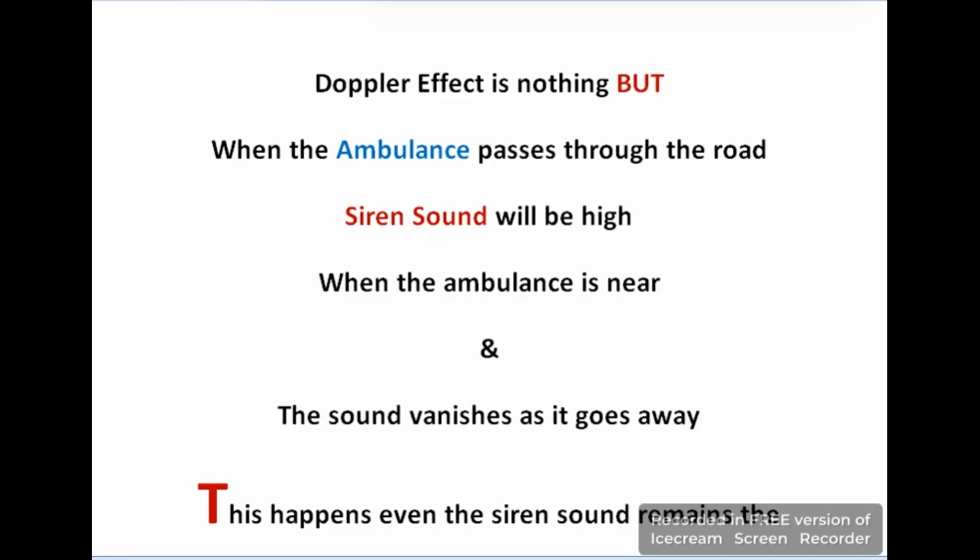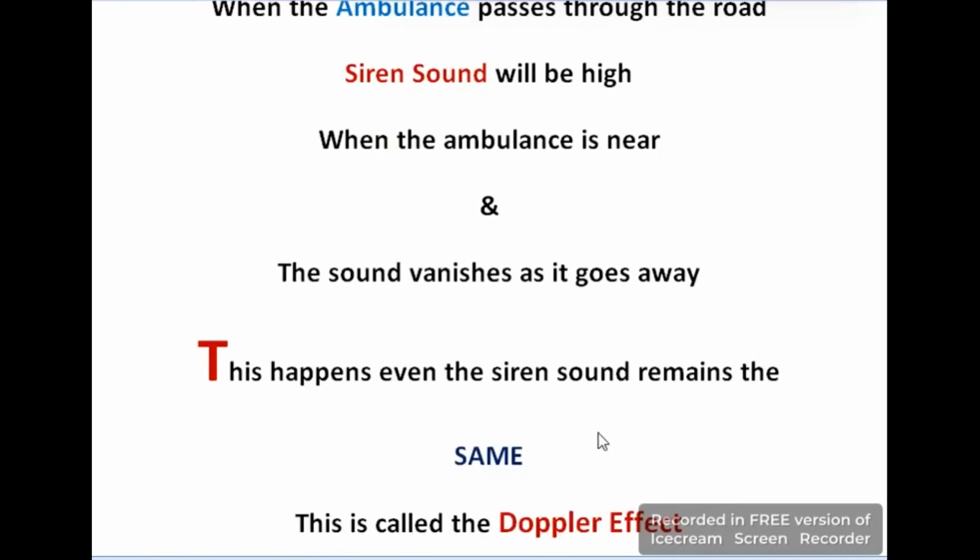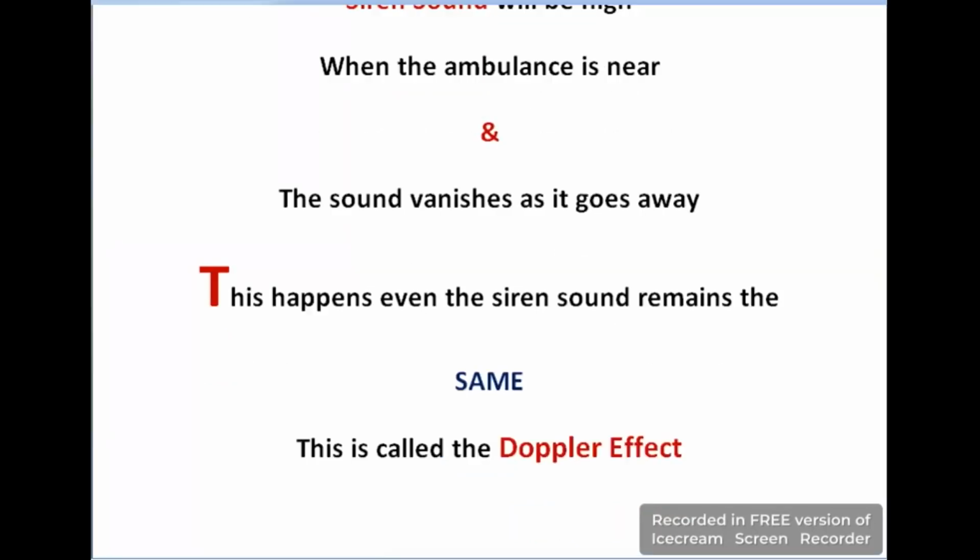Now try to understand the Doppler effect. We will use the example of an ambulance siren to understand it. When the ambulance passes through the road, the siren sound will be high when the ambulance is near to us, but when it goes away, the sound will vanish. This happens even though the siren sound remains the same. Due to different locations, the sound will decrease or increase, but the sound quantity and intensity remain the same. This is called the Doppler effect. The conclusion of this example is that when the ambulance is changing its location, the frequency of sound is also changing.